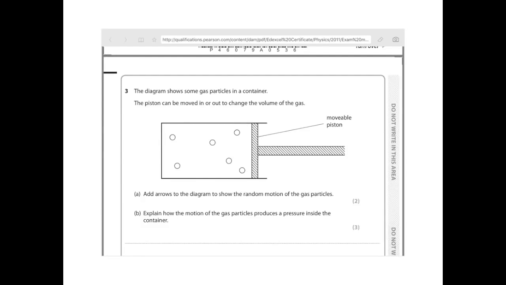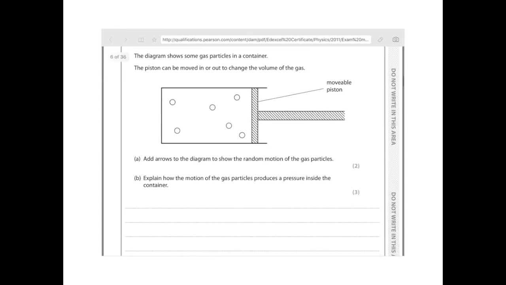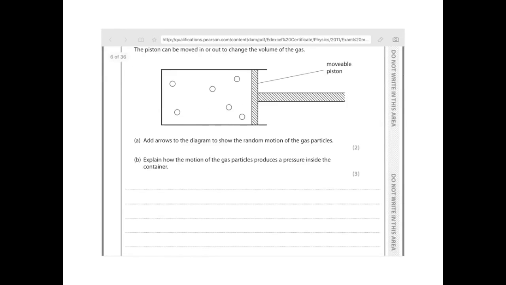The diagram shows some gas particles in a container. The piston can be moved in or out to change the volume of the gas. Add arrows to the diagram to show the random motion of the gas particles. Just literally show them just moving around really randomly. Just make sure you add enough arrows. They're just a gas, so it's quite straightforward.